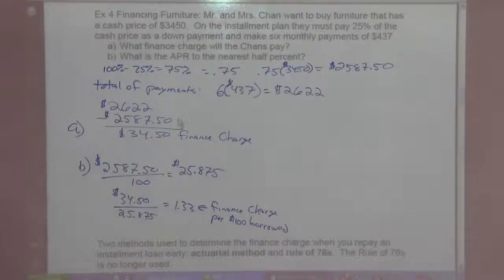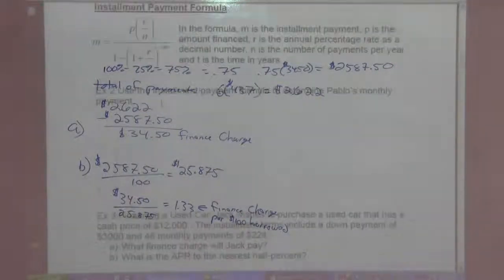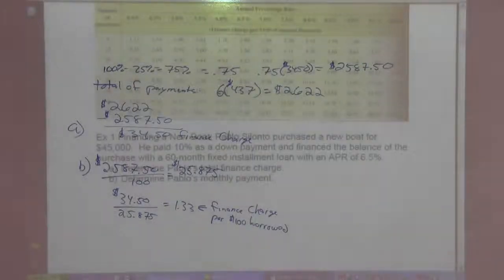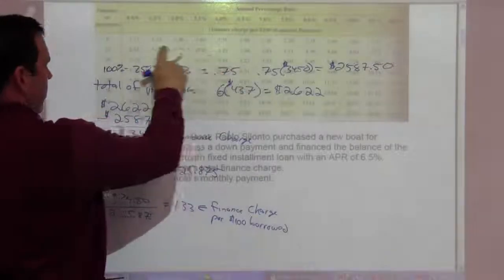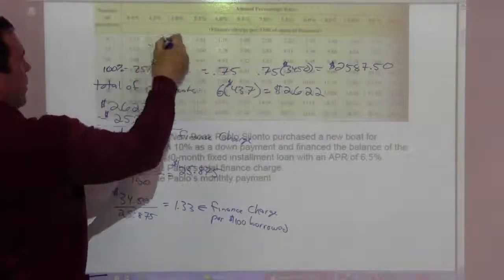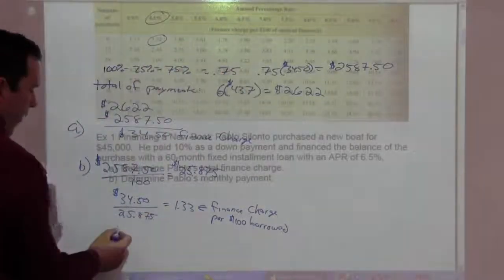So let me go to that. Okay, we could probably leave this all up here. 6 months, 1.33. The closest we get is 1.32. And it's 4.5%.